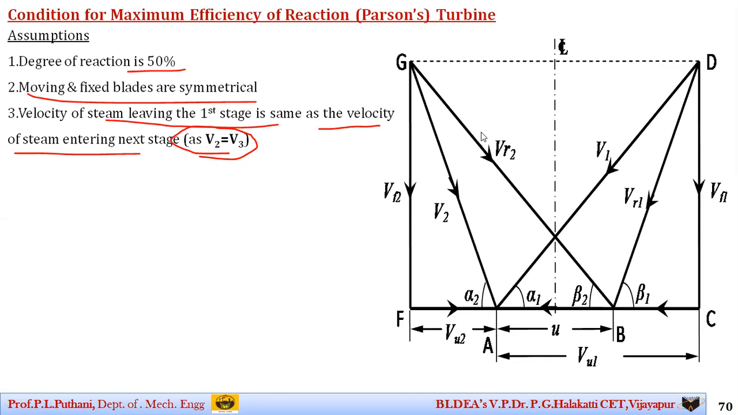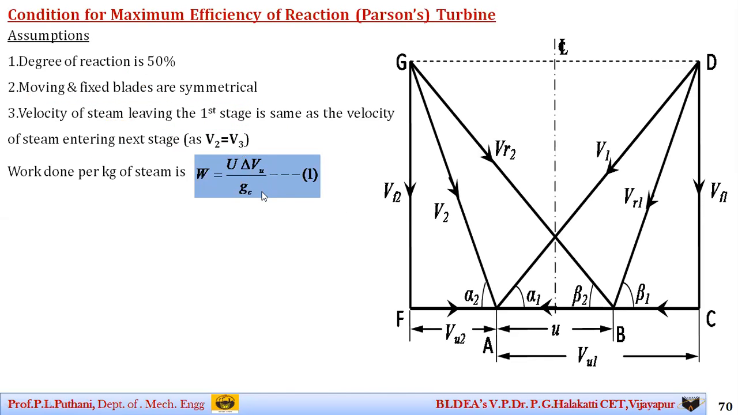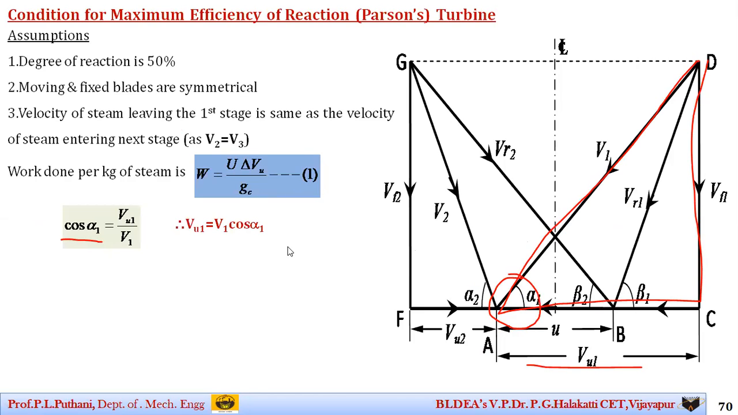This is the combined velocity triangles for a reaction turbine, and here our Euler's equation, that is work done per kg of steam, is written as W is equal to U delta VU by GC. So considering the inlet velocity triangle, that is DAC, I consider this velocity triangle making an angle alpha 1 with the trigonometric function cos alpha 1. So cos alpha 1 is equal to the adjacent side VU1 by the hypotenuse V1, or the same I can write as VU1 equal to V1 cos alpha 1.